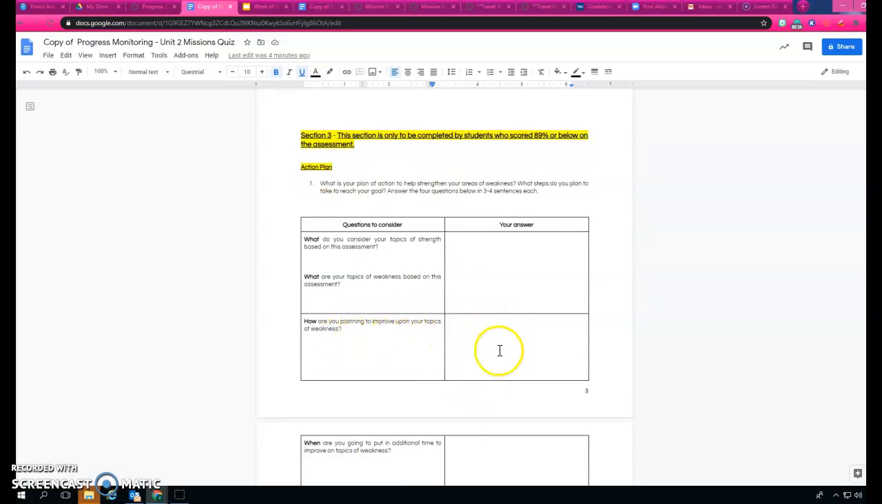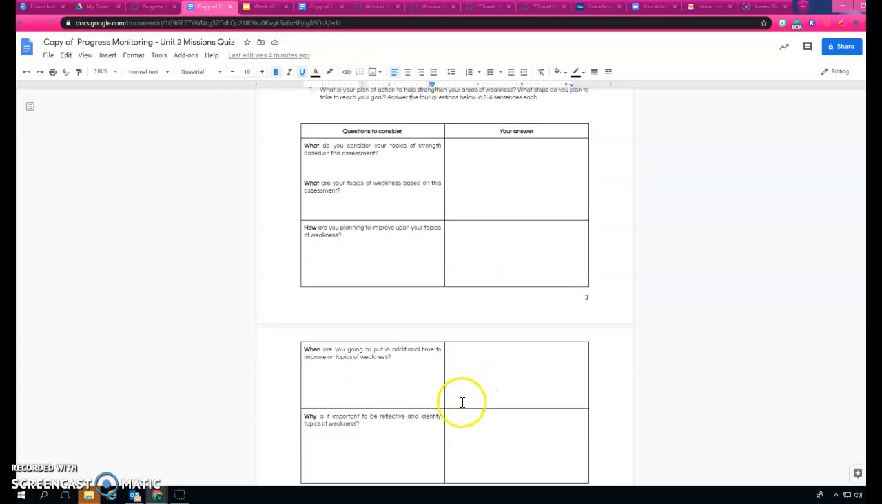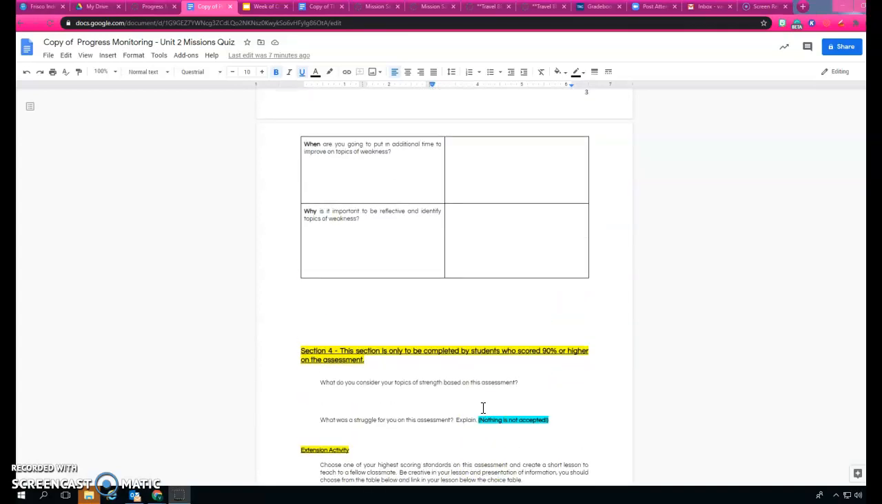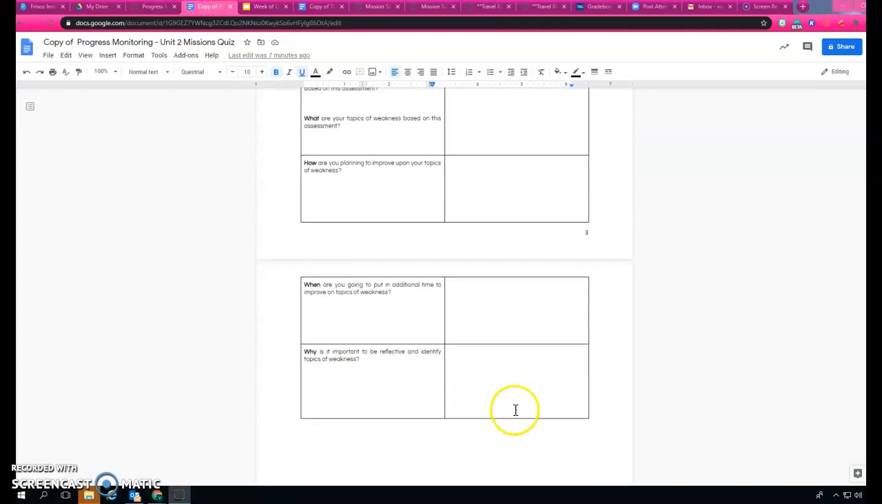Things we do not want to see: I don't want to see study more, study a day before the test, review with my mom. No, it needs to be more thorough than that. Same thing with, when are you going to put in the additional time to study? You have to provide examples of when you are going to do this. To improve, it has to be done outside of school. You can't just count on class time to improve. So when are you going to do that?